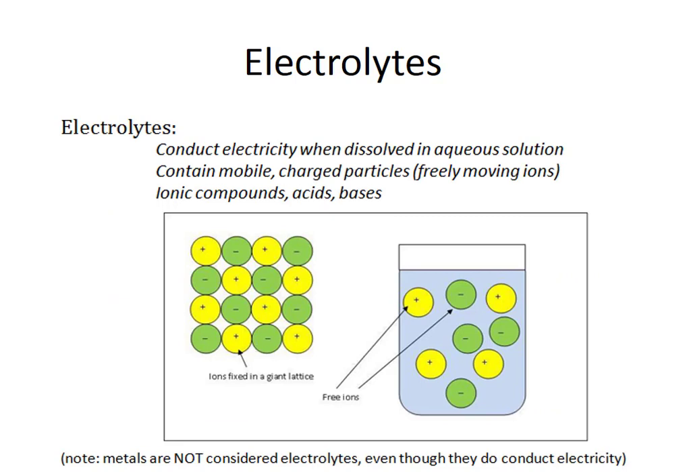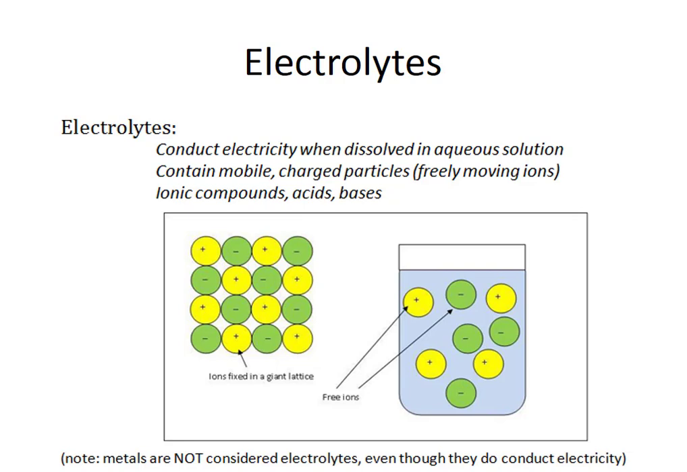When dealing with electrolytes, remember, electrolytes means that you can conduct electricity when dissolved in an aqueous solution. This is something we've already dealt with. They contain mobile ions, charged particles. They are free-flowing or free-moving ions, like an ionic compound. So again, the structure dissociates, and those free ions allow the passing of electrons. That's why we call them electrolytes.